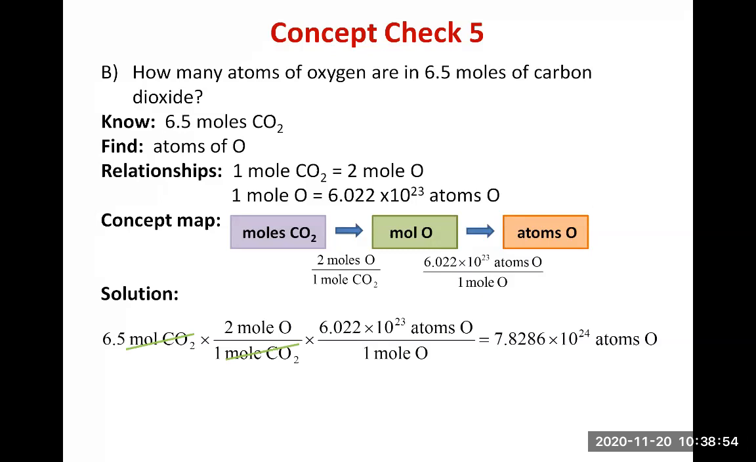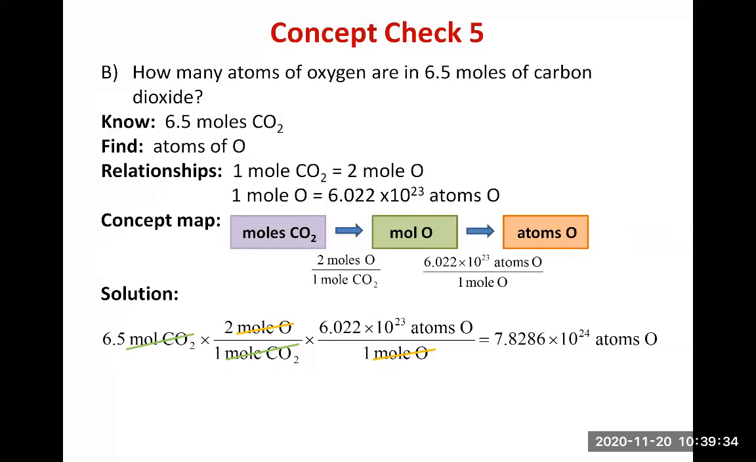Next, you want to cancel moles of oxygen. And so the Avogadro number will have to be on top. That's the number of atoms of oxygen per mole of oxygen. This way we cancel moles of oxygen. So in the calculator, you do 6.5 times 6.022, 10 to the 23rd. And times 2, sorry, I forgot to multiply by 2 here. So it's 7.8286, 10 to the 24th.